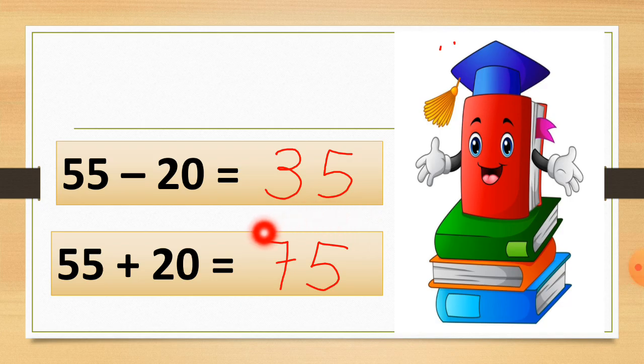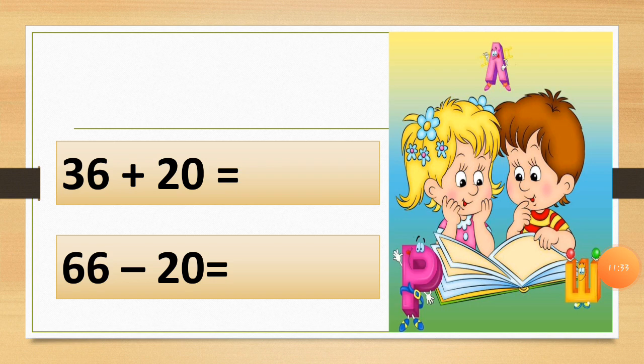So you can use any method which you can easily apply. So this hundreds grid is also easy, and this trick, as I told you, just changes the tens place. So this method is also helpful to you. So let's see some more examples so you can easily understand and solve sums by yourself.